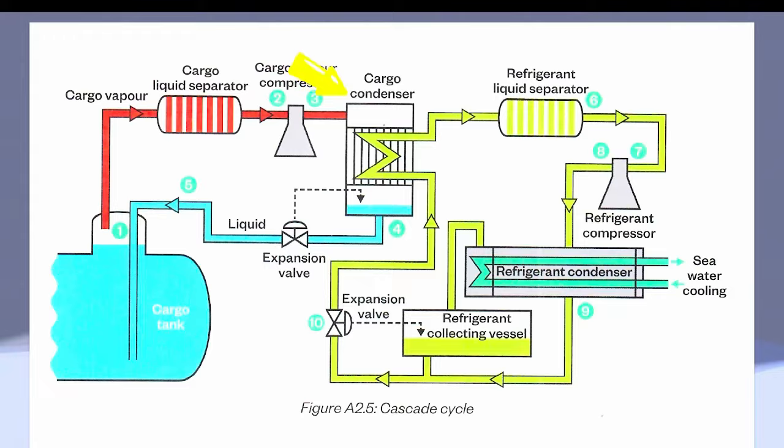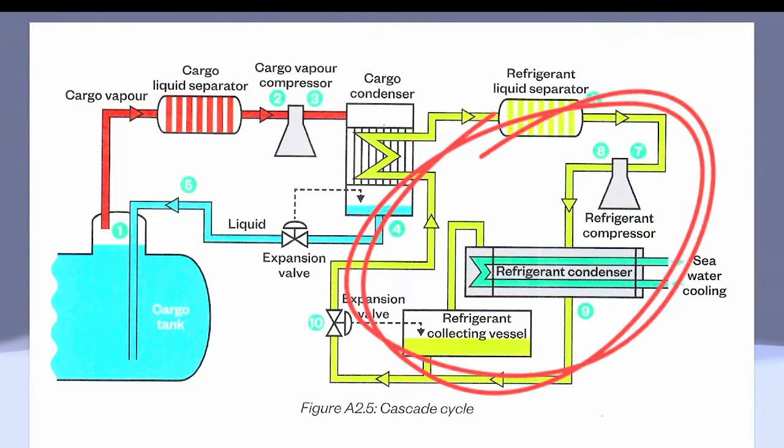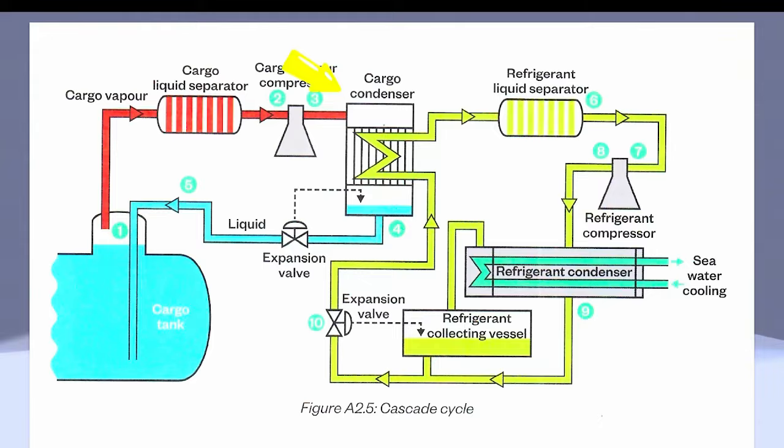And this is where the primary and most significant difference of the Cascade system begins. In the cargo condenser, our vapor is not being cooled by the surrounding seawater as it was in the conventional system. It is cooled by means of another circuit, the refrigerant circuit. To put it another way, inside this heat exchanger, one of the fluid flows is our cargo.